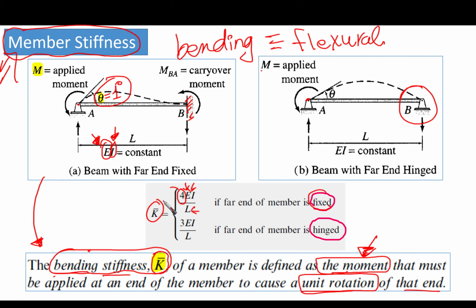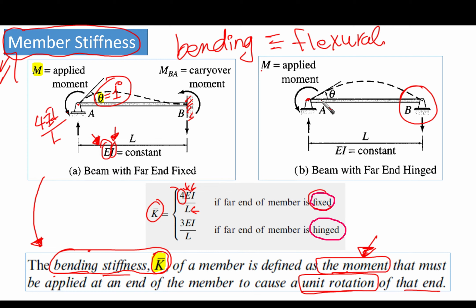So we have three main parameters related to the element itself, and one constant that is related to the boundary condition. So K bar equals 4 EI over L if the far end of the member is fixed, as we can see here. So the moment that is going to be developed here is 4 EI over L.